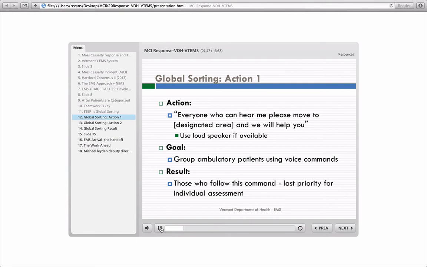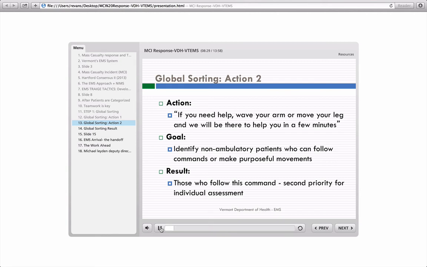In the first round, as you approach a scene with multiple patients, you will give them a voice command. Something along the lines of, "Everyone who can hear me and needs help, move to the far wall by the exit door." Those who are able to get up and move are then grouped and will be the last priority for individual assessment. The principle is that these individuals are able to, under their own power, get up and move to a fixed location, demonstrating that their cardiovascular and neurological systems are intact. They may have injuries and will be assessed further down in the algorithm.